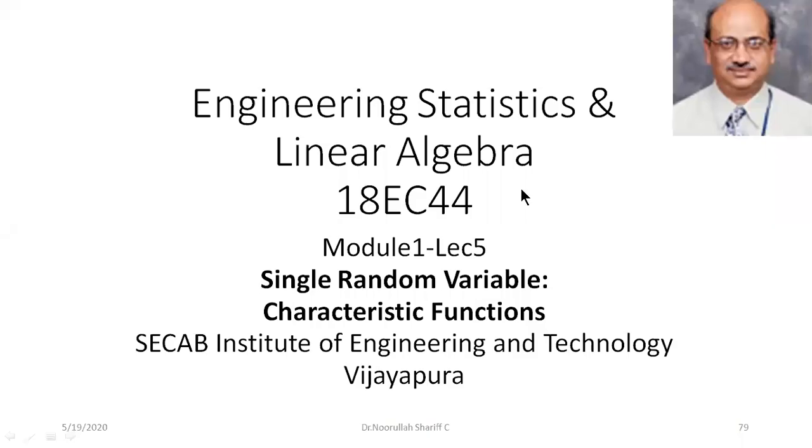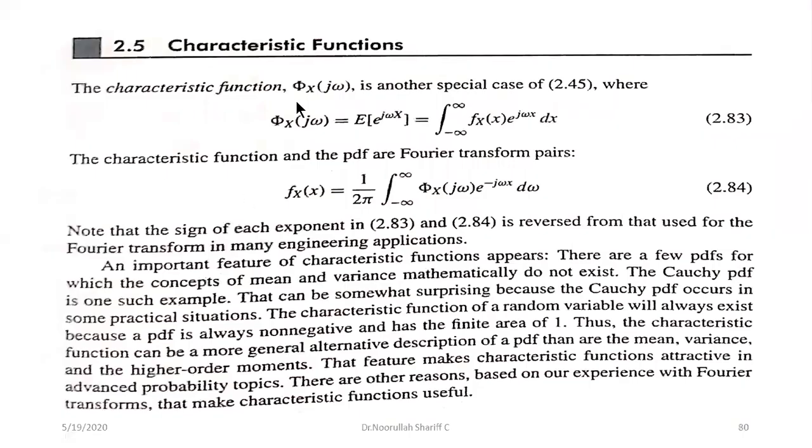So this is Engineering Statistics and Linear Algebra 18 EC44 Module 1 Lecture 5. We are studying the characteristic function under the single random variables. When we talk about the characteristic function, it's just another special case which we generally represent as phi x of j omega, where x is the random variable. Here the argument is the frequency in radians per second, with a value j, right?